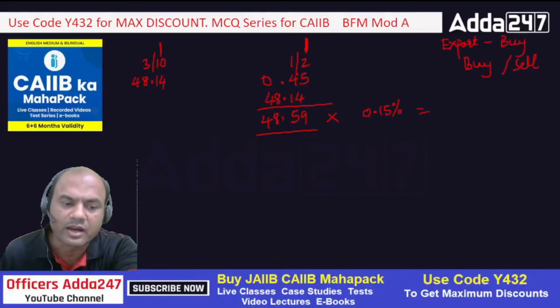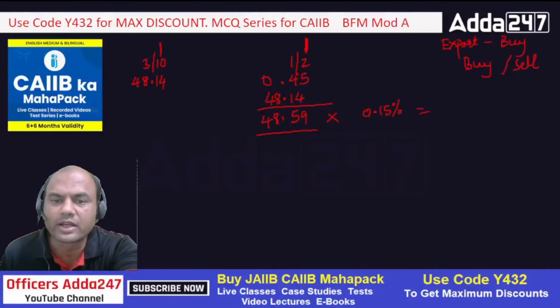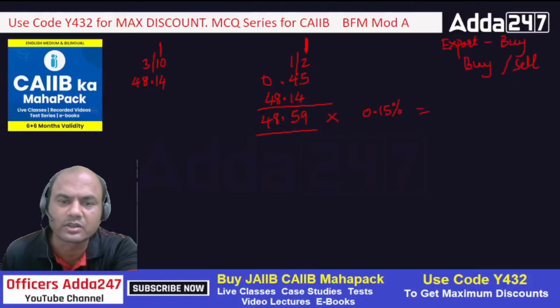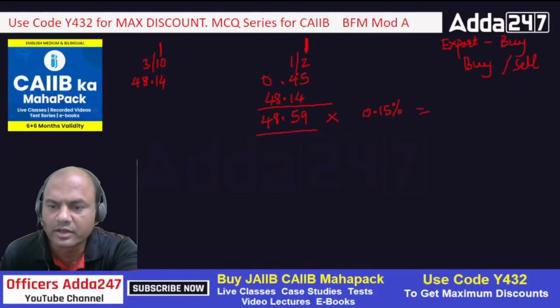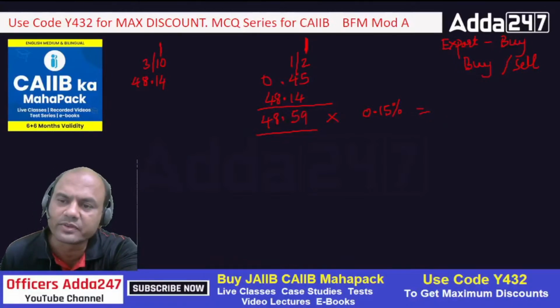Everyone, try it yourself. Everyone try it now. So the answer comes out to be, even I'll solve this. Me and you both will solve this. What is the answer you're getting? 48.59 into 0.15%, right? So divided by 100. So it is 0.072.